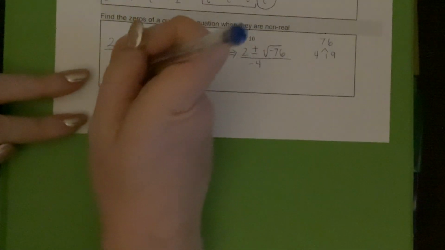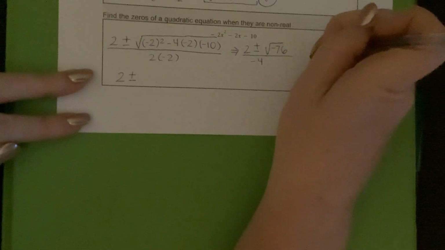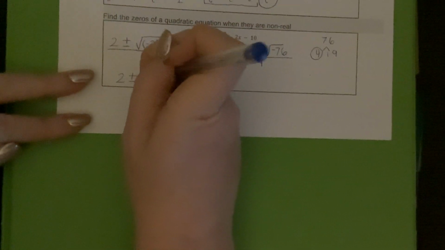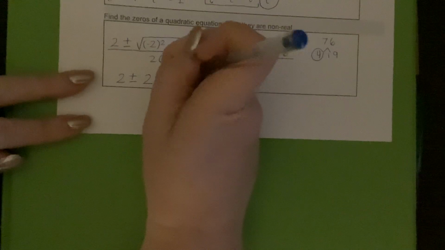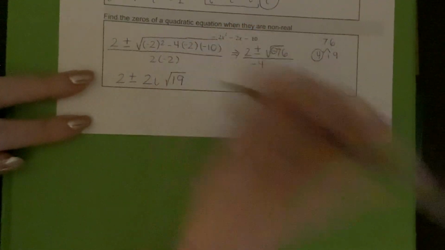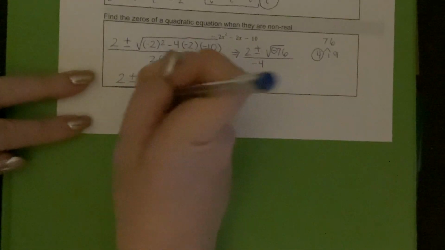So we're going to rewrite this as 2 plus or minus, and when I take this 4 out, it's going to become 2. When I take this negative out, it's going to become i. That's how you get your complex part. The 19 is going to stay inside, and this is all over negative 4.